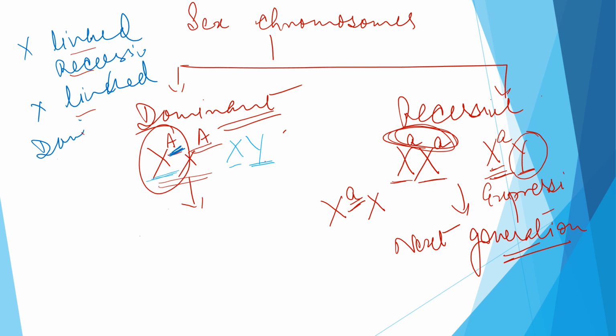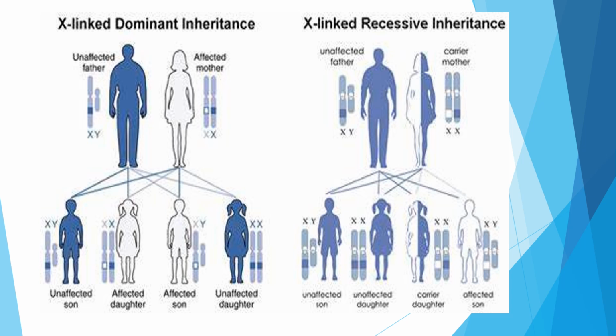This is how we do pedigree analysis. Now here you can see X-linked dominant inheritance and X-linked recessive inheritance. So what is happening here? Dominant means the father is unaffected and the mother is fully affected. So one gene here is fully affected and the father is unaffected. So this is a dominant in mother. So it is X-linked dominant. So mother is carrying a dominant gene.